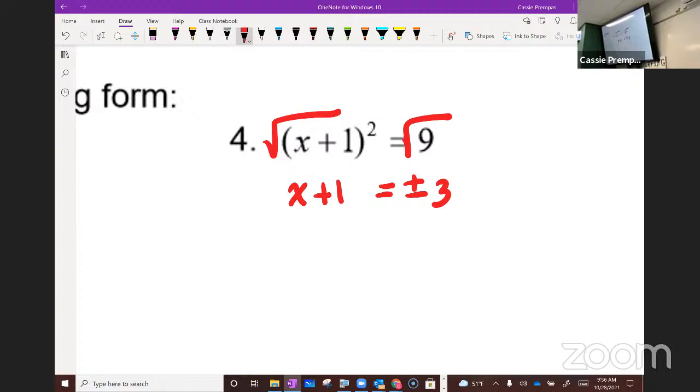Oh, you're saying like because... really think about the square root here. Here. Square root.